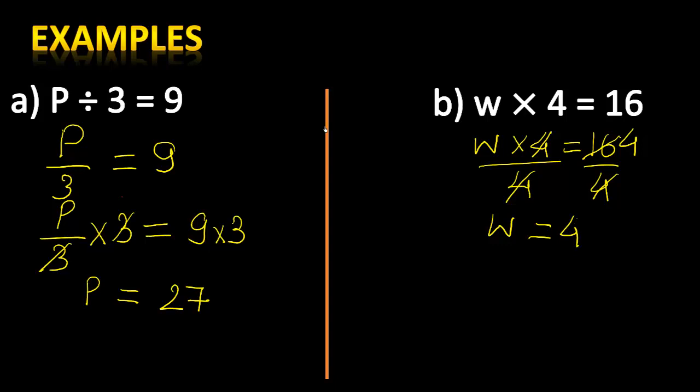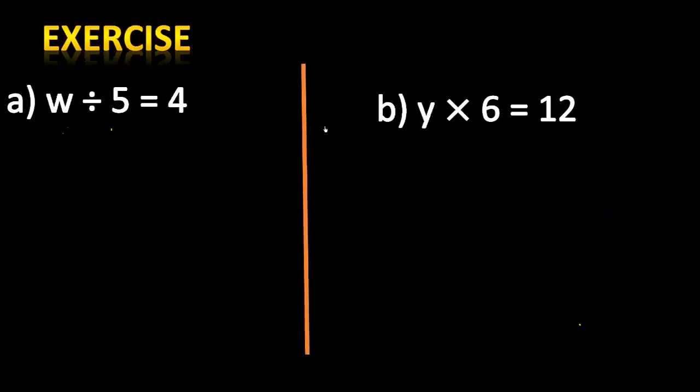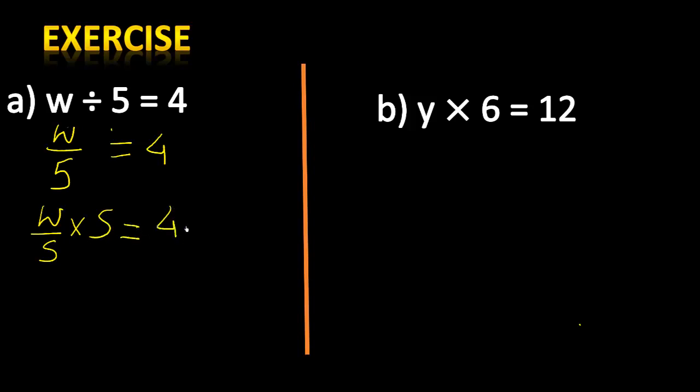Now let's do a few exercises. Our first exercise is w divided by 5 is equal to 4. So the first step would be to write the equation once more. So we'd write it like this: w by 5 is equal to 4. Now we're going to multiply it by 5. w by 5 multiplied by 5 is equal to 4 multiplied by 5. Now 5 cancels out 5. So that leaves w and 4 multiplied by 5. So 4 multiplied by 5 is equal to 20. So w's value is 20.